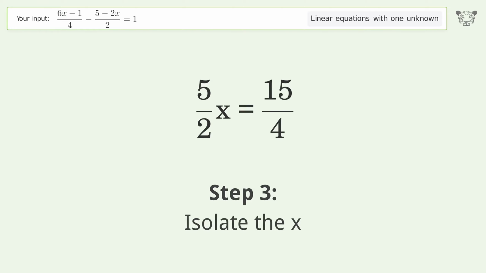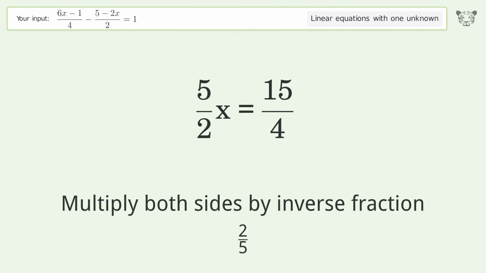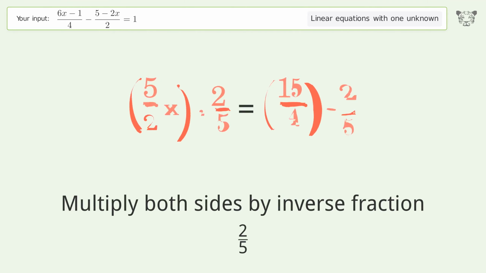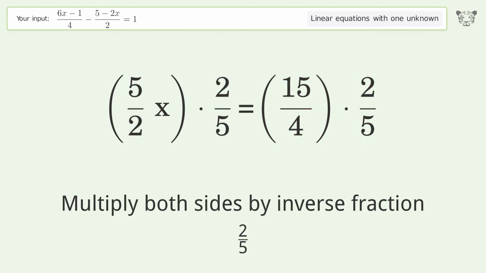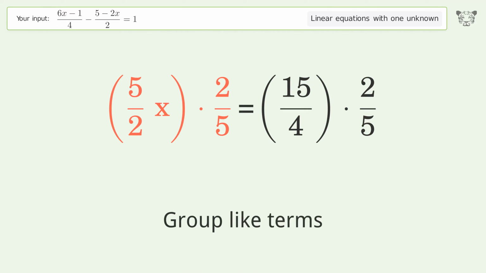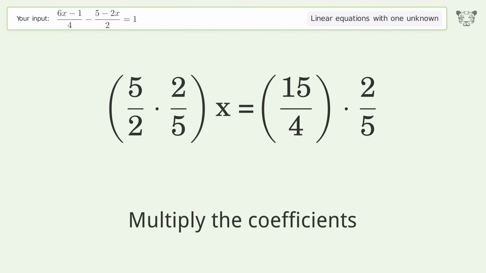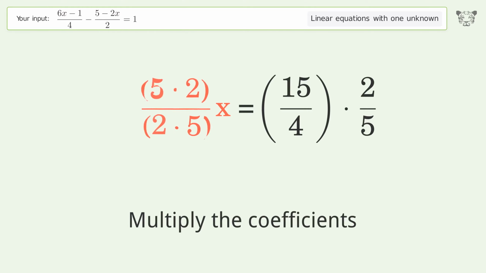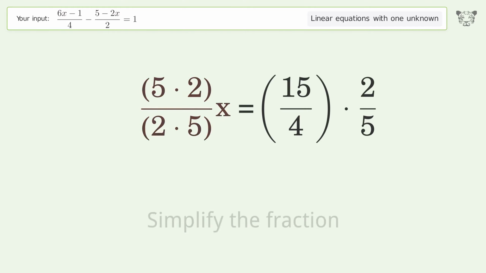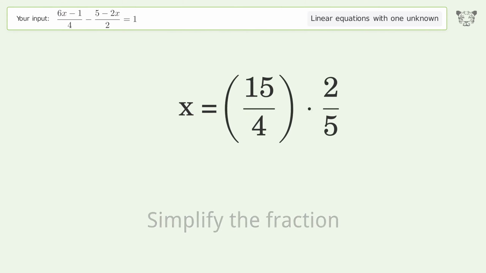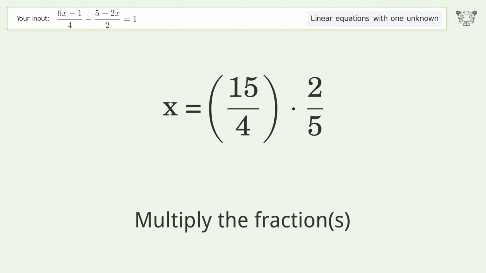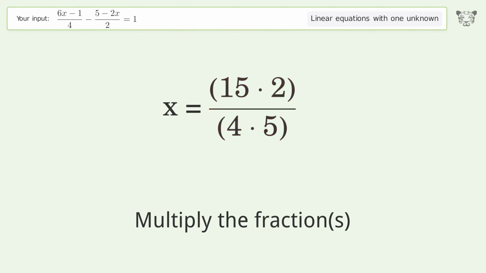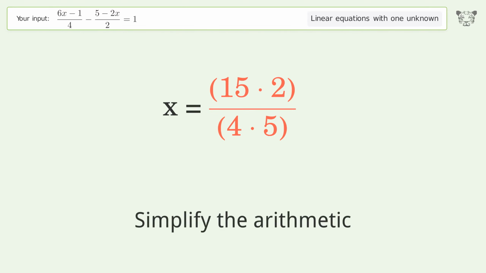Isolate the x. Multiply both sides by inverse fraction 2/5. Group like terms. Multiply the coefficients. Simplify the fraction. Multiply the fractions. Simplify the arithmetic.